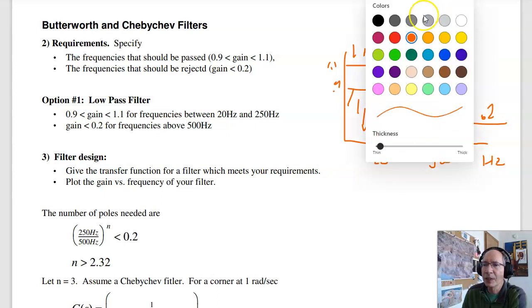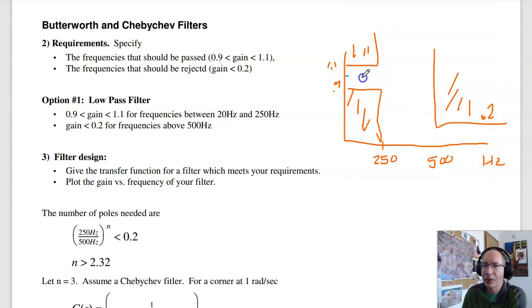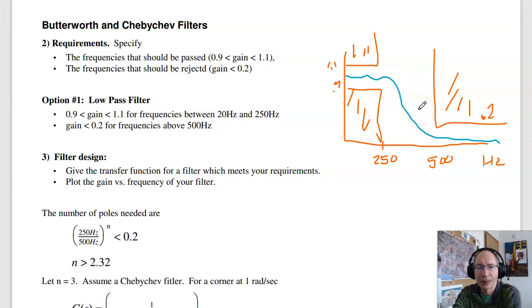So I want to come up with some filter where the gain versus frequency does something kind of like this. It's in this region for frequencies less than 250, below 0.2 for frequencies above 500. Don't really care between 250 and 500. That's problem 2. Give me the requirements. Requirements are all important. They drive the design.